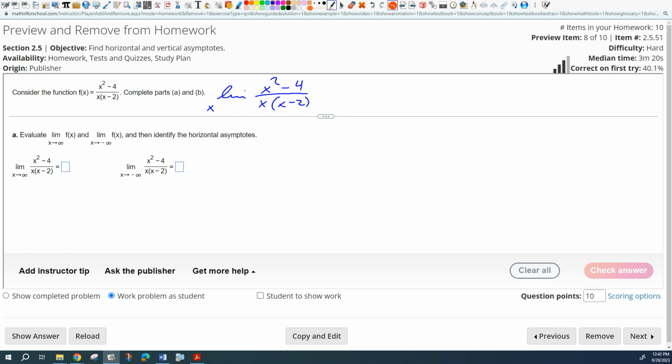What's the limit as x approaches infinity? The bottom's not written as a polynomial in standard form, but I could write it that way, right? I could write f of x as x squared minus 4 over x squared minus 2x, right? So all I have to do is look at the ratio of the leading terms, and what do I get? 1. Agreed?